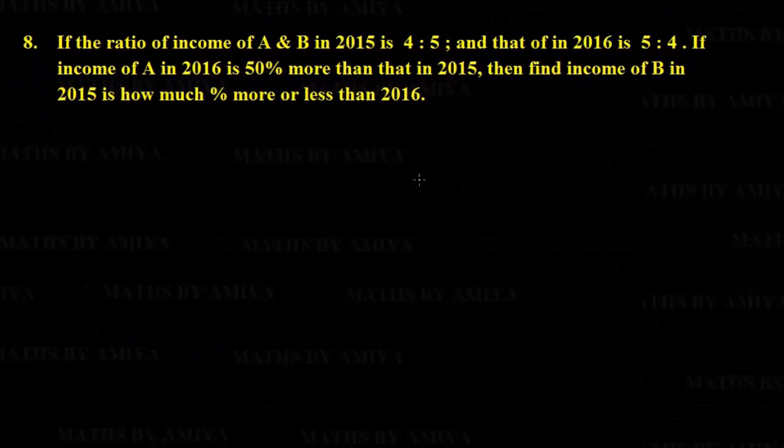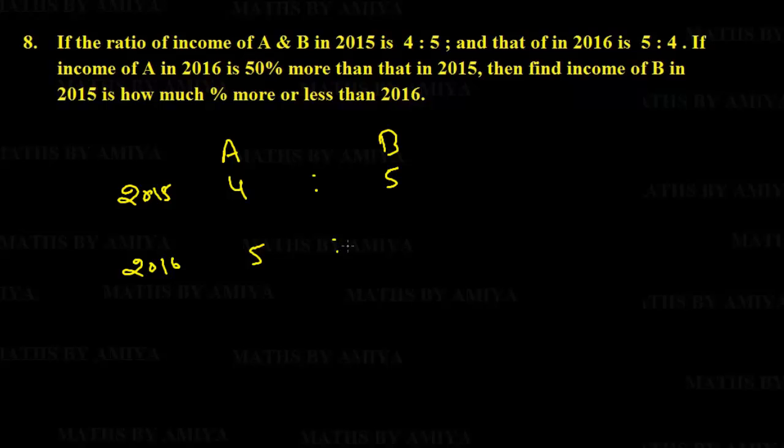Okay, I said you have to solve 7 questions in the starting, but question number 8 is a bonus question for you. Again, pause the video and solve the question. I hope you have solved the question. We have income of A and B in 2015 as 4:5, and in 2016 the income is 5:4. It is also given that income of A in 2016 is 50% more than that of 2015, so we are working on A in 2016 to A 2015. 50% more means one should be 150, another should be 100.